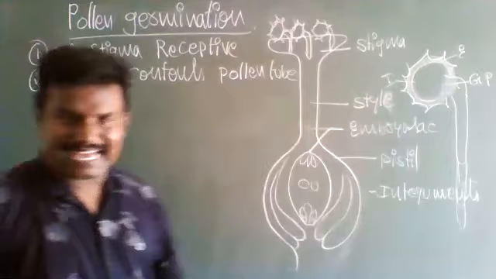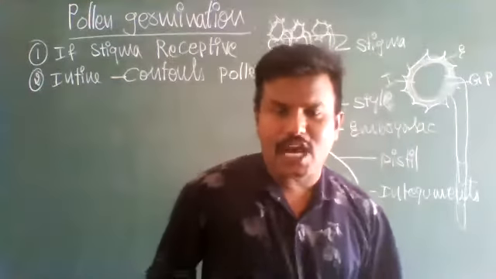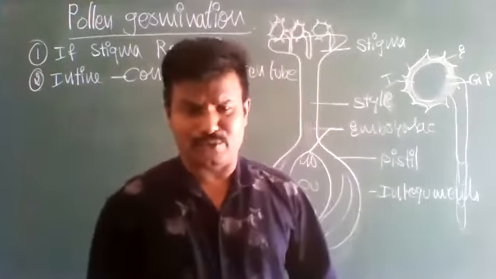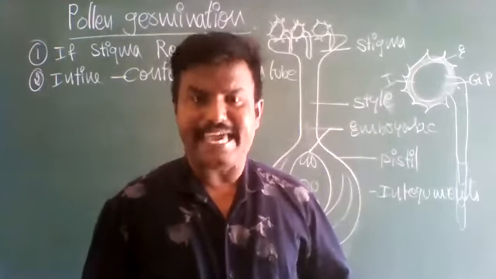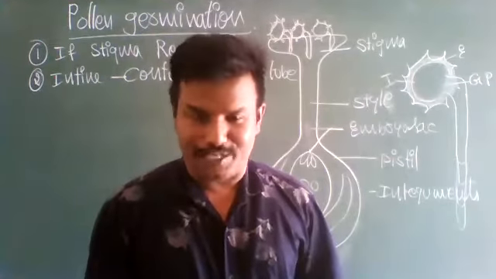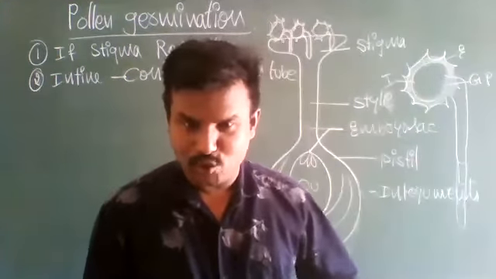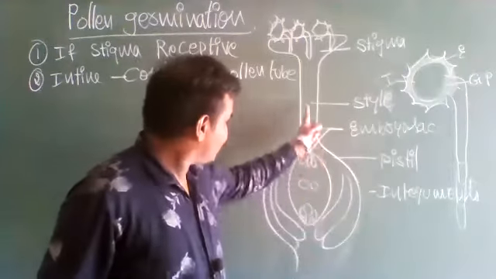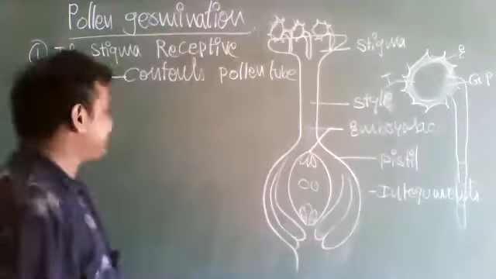The intine along with its contents emerges out. Emerge means come out from the germ pore as a cytoplasmic extension. That is called pollen tube. The pollen tube growth occurs towards the ovule. That is the second statement.